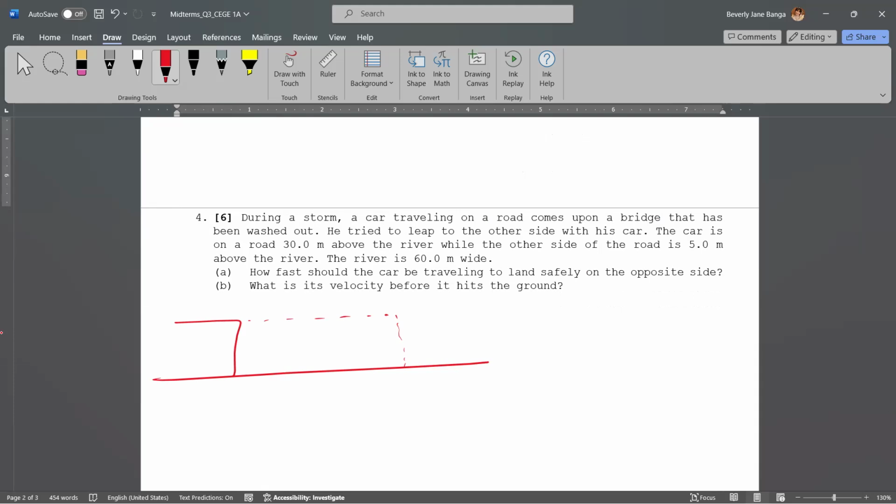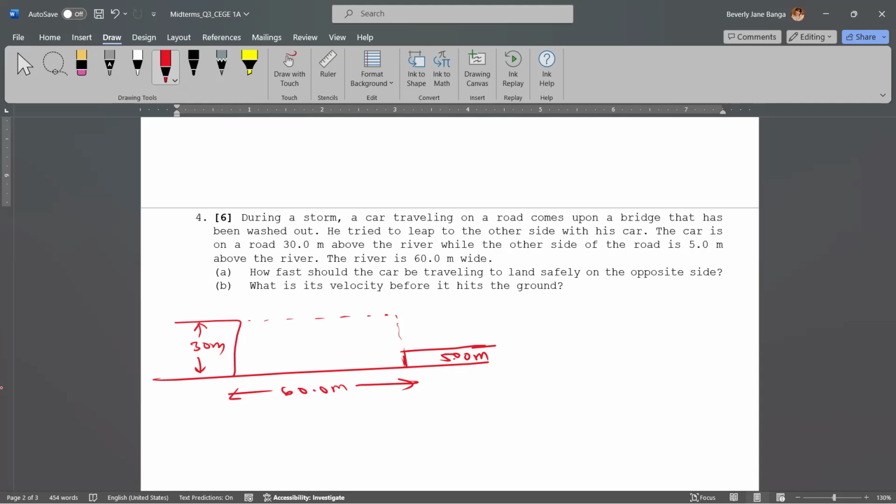The car is on the road 30 meters above the river. The road is 5 meters. So, ito naman ay 5 meters. River is 60 meters wide. Okay? So, kung di sana nasira yung bridge, wala tayong problema, no? Pero nasira yung bridge.